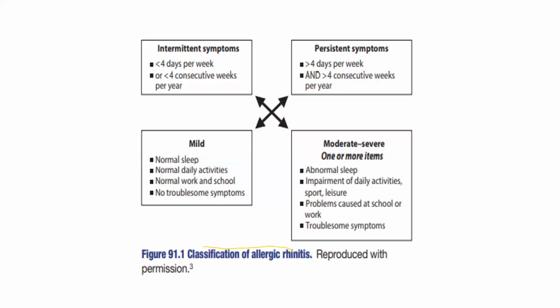And intermittent is less than 4 days per week or less than 4 consecutive weeks per year. And persistent symptoms are more than 4 days per week and more than 4 consecutive weeks per year. So this is like a combination. They also say this in allergic rhinitis and its impact on asthma, that is ARIA classification. They call it the ARIA classification. So you can keep it in mind.